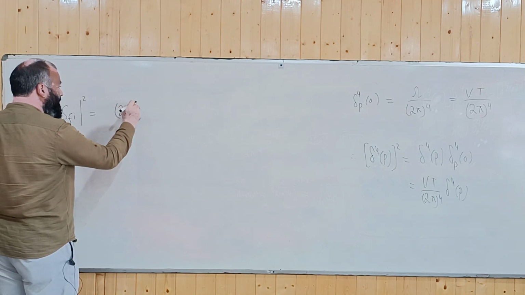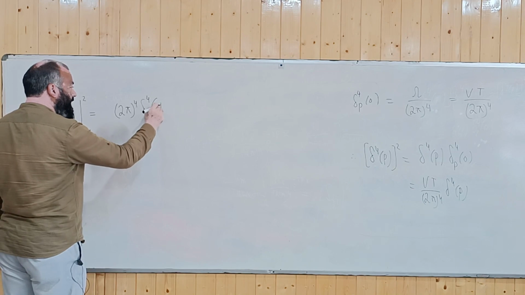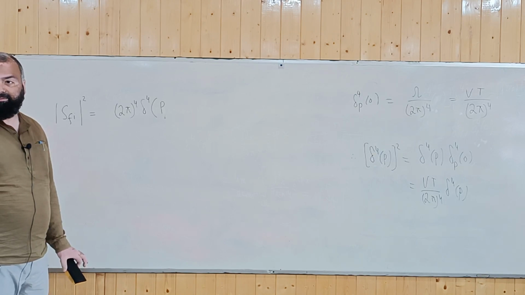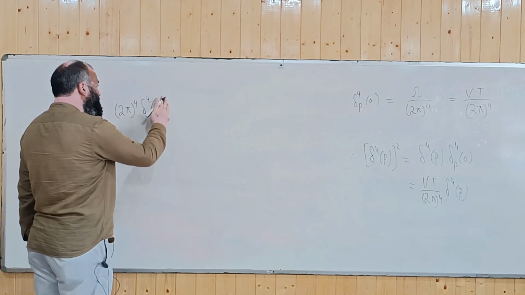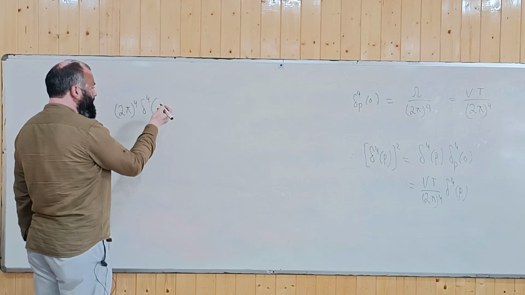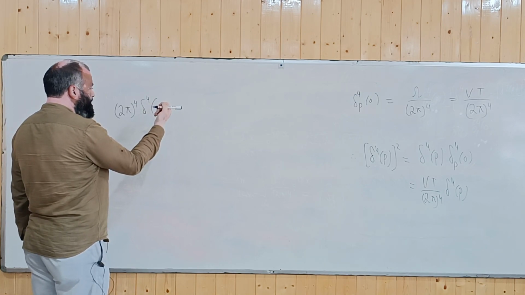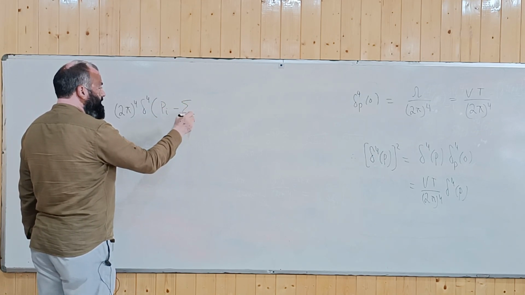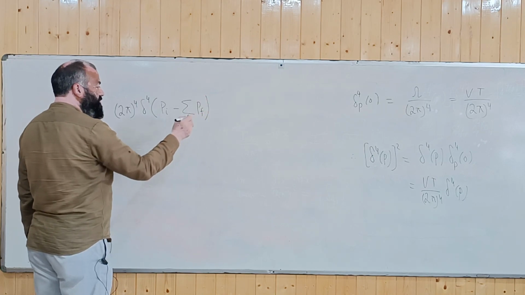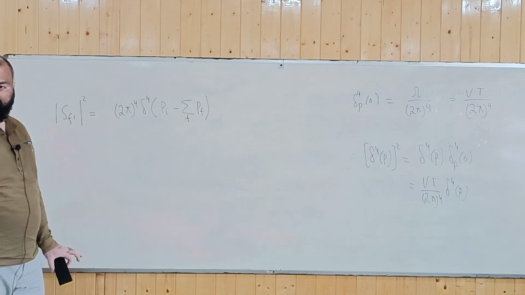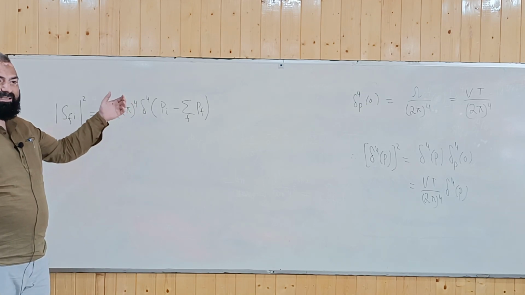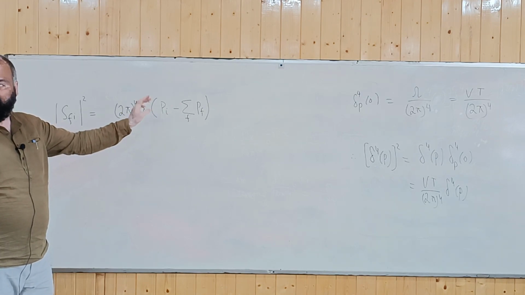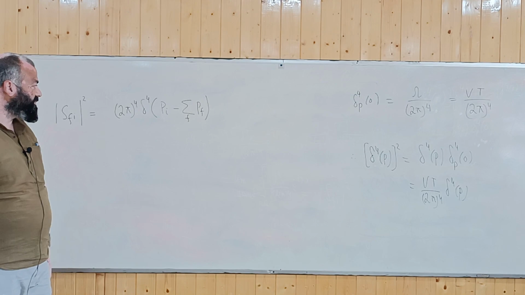So it is 2 pi raised to 4 delta 4. Let me take p_i to be the initial momentum, and p_f will be the final momenta. I am considering only that process. If initially you have many particles and finally you have many particles, just put a summation here. Summation over i means over the initial state, initial momenta.